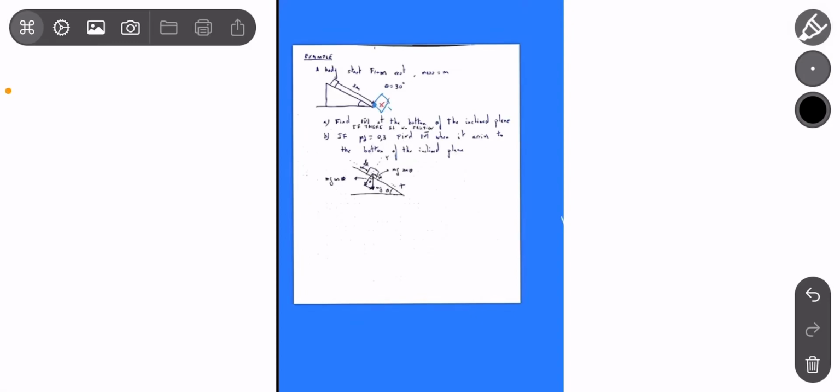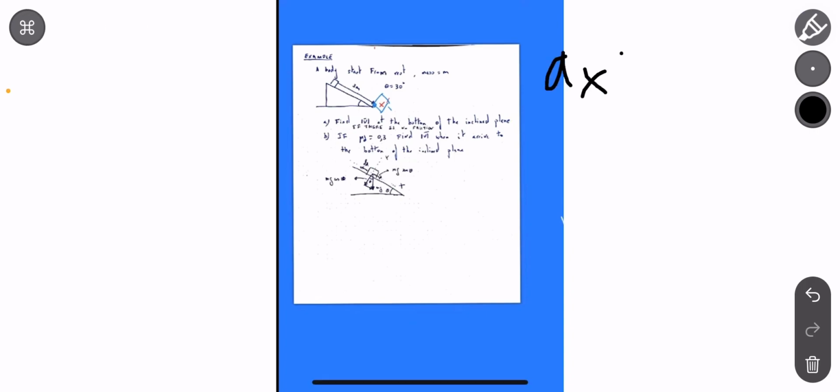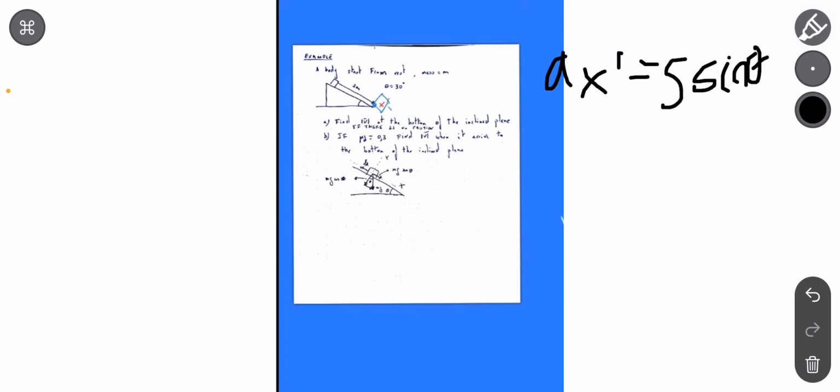Now for the final problem, we're looking at this box here going down at a certain rate. And we can see that for this equation, ax1 is equal to g sine theta, because we're not really concerned with the weight at this moment. We just know it's moving.